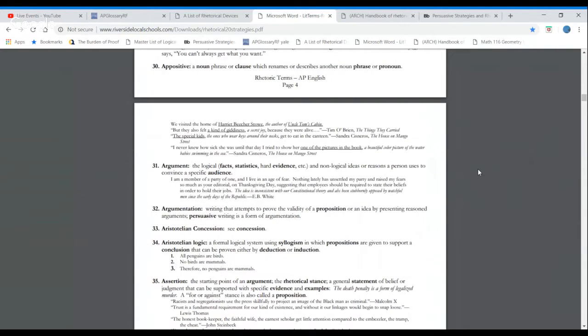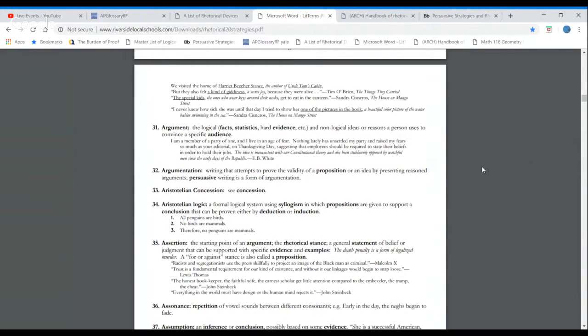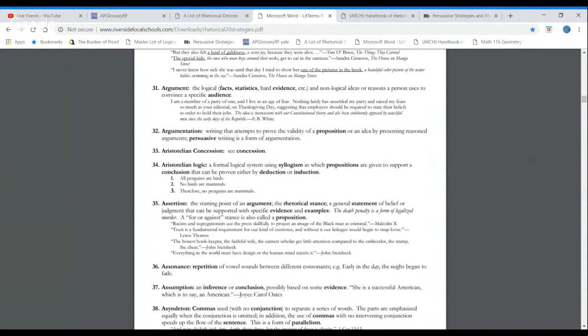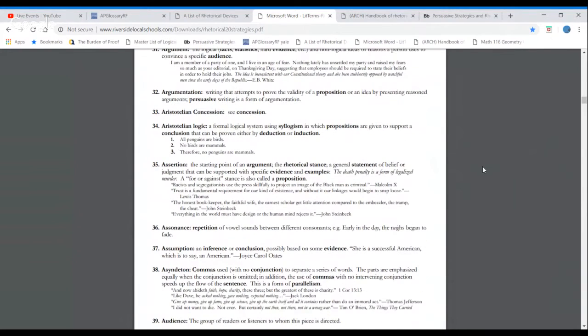Argument: the logical facts, statistics, hard evidence, etc., and non-logical ideas or reasons an individual uses to convince a specific audience. Argumentation: writing that attempts to prove the validity of a proposition or an idea by presenting reasoned arguments. Persuasive writing is a form of argumentation. Aristotelian logic: a formal logical system using syllogism in which propositions are given to support a conclusion that can be proven either by deduction or induction.